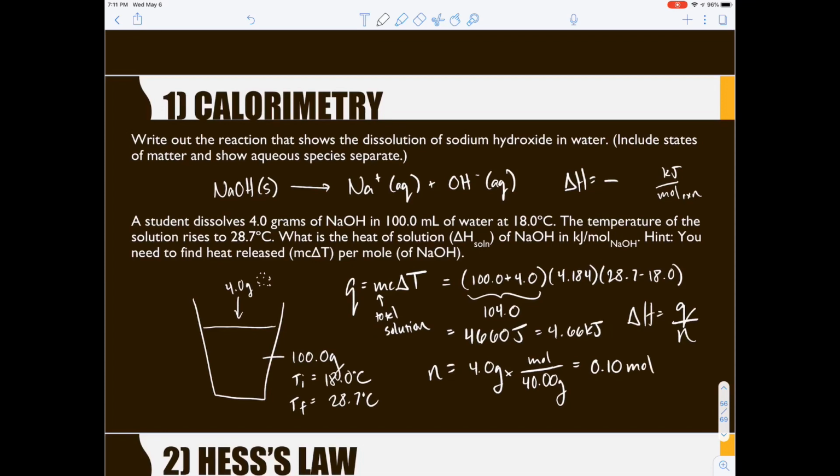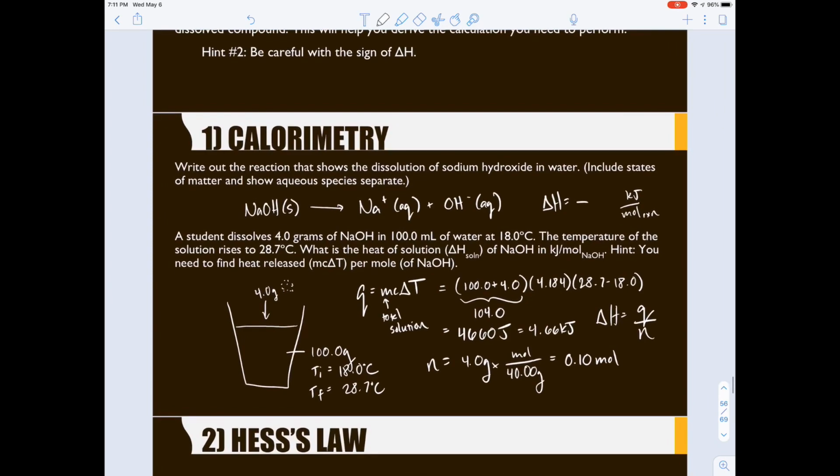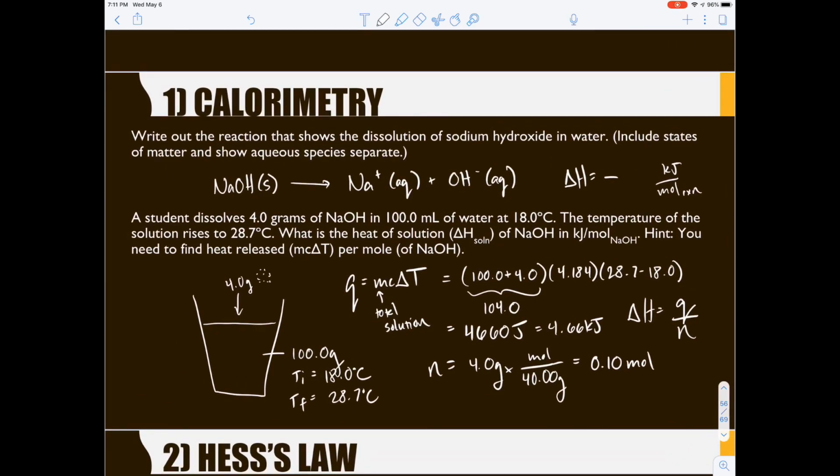Okay, so I didn't leave very much space for myself here. So we're basically ready to do our equation for delta H, which is kilojoules divided by moles. Okay, so we're going to do a negative 4.66 divided by 0.10. Okay, 46, and also we should only have 2 sig figs. Okay, so that's our answer, negative 46 kilojoules per mole. So that's what you did in class.